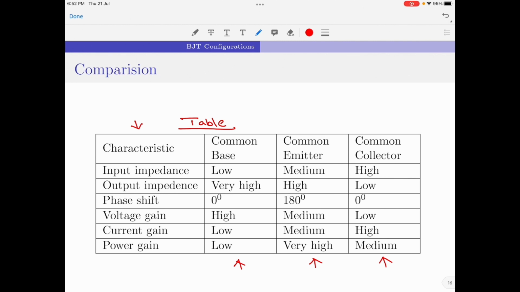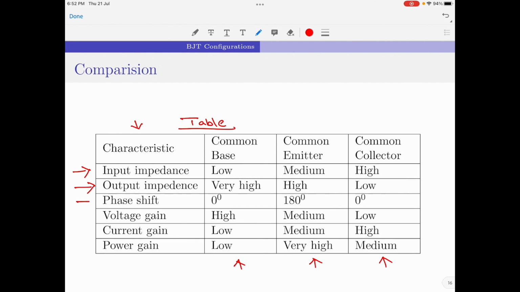Let me start with the first characteristic, which is the input impedance. The common base configuration has low input impedance, common emitter has medium input impedance and common collector has high input impedance. Coming to the output impedance, it is exactly the reverse. The common base has very high output impedance, common emitter has high output impedance and lastly common collector has low output impedance.